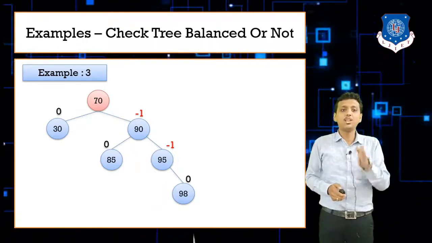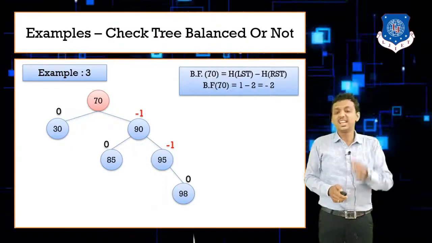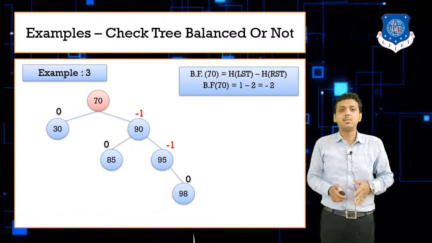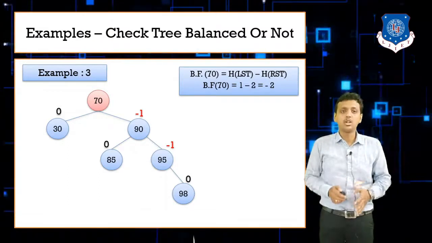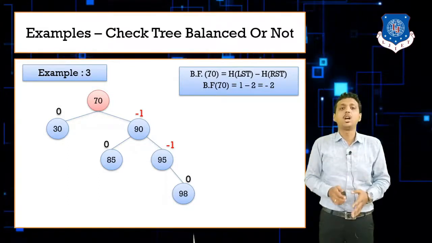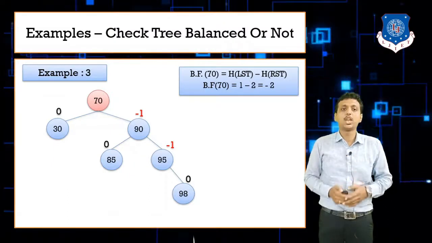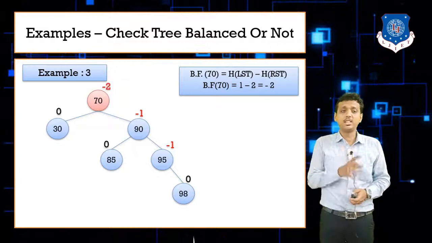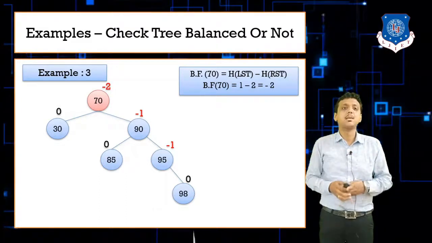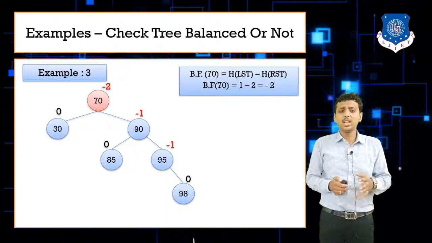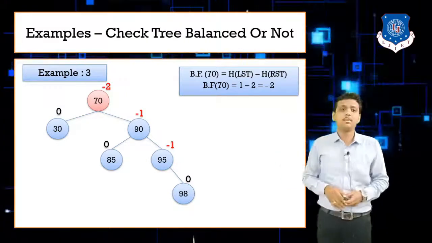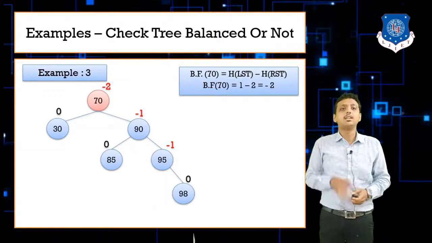So what is the balancing factor for root node 70? That is 1 minus 3, which becomes -2. So the balancing factor for node 70 is -2. This tree is violating the rule of an AVL tree. That's why it is known as an unbalanced, right heavy tree.